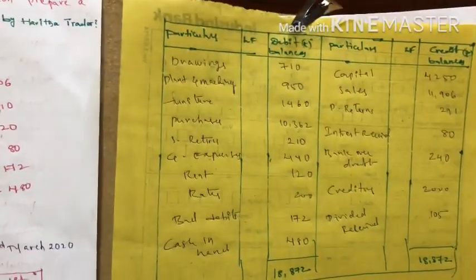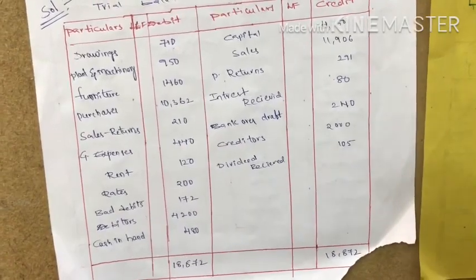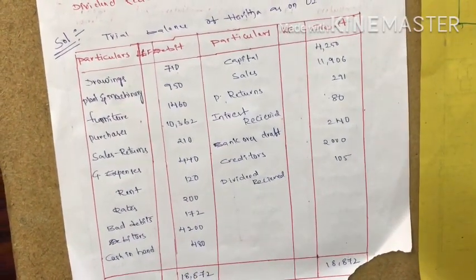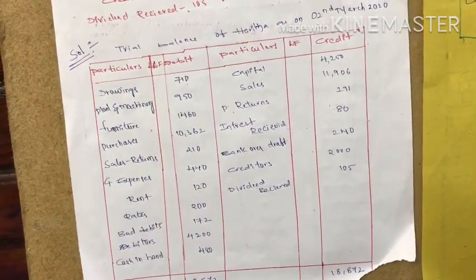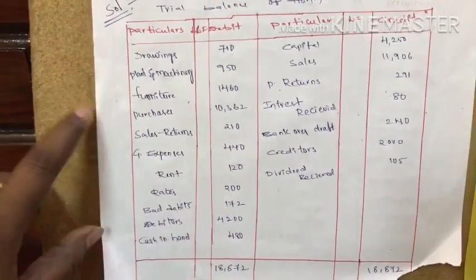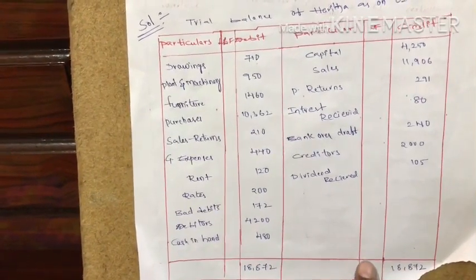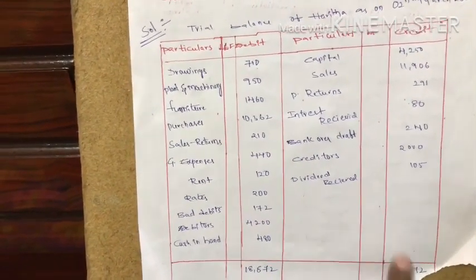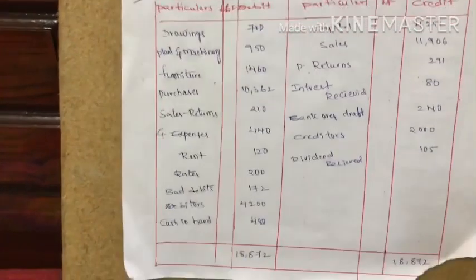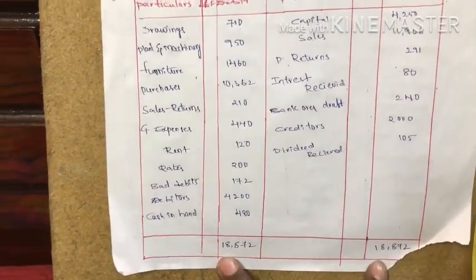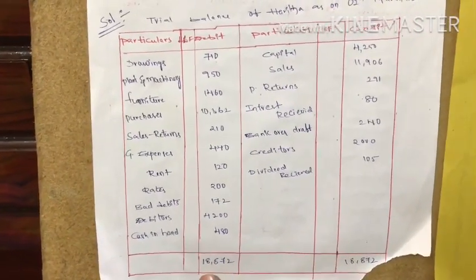You can see here how I have prepared it myself. You check it on your calculator. Once you check the amounts of the debit side and the credit side, tally these amounts. Okay, thank you all, and in the next section we will discuss the trading account. Thank you so much.